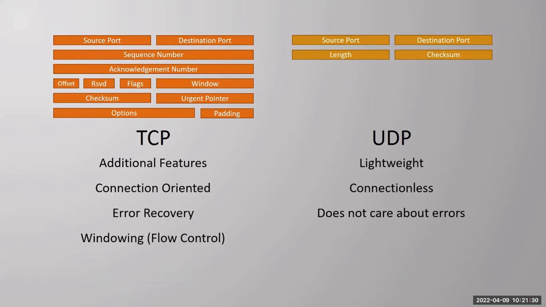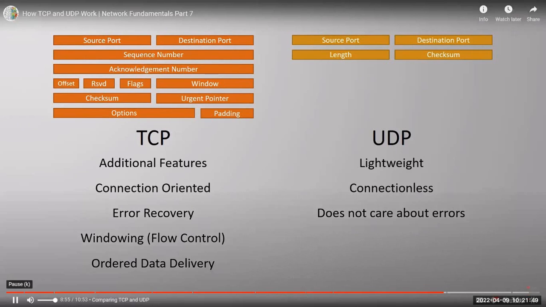The final difference I want to mention at this point is ordered data transfer. TCP uses sequence numbers in the header to track the order that segments should be processed in. This may be critical for some applications, but it does add extra overhead in processing time. This is not important for other applications, which may be why they use UDP.